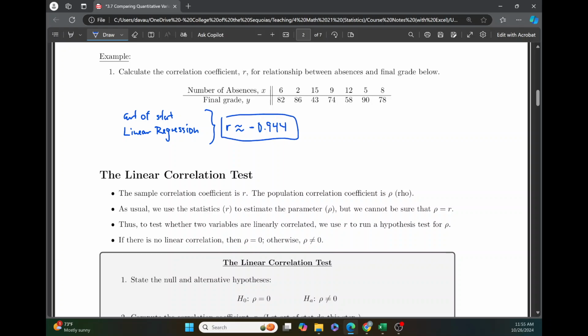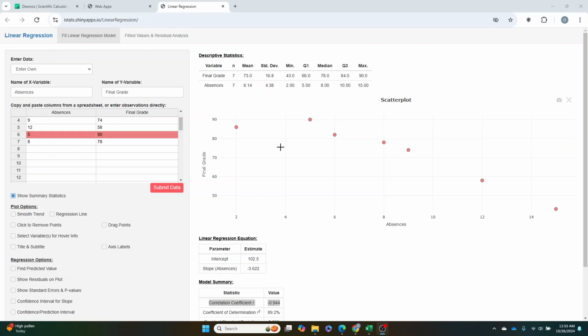So that's how you calculate a linear correlation. In this case, this would suggest a fairly strong negative correlation between these variables, and I think that's pretty clearly seen in the scatter plot, right? As the number of absences increases, the final grade decreases.